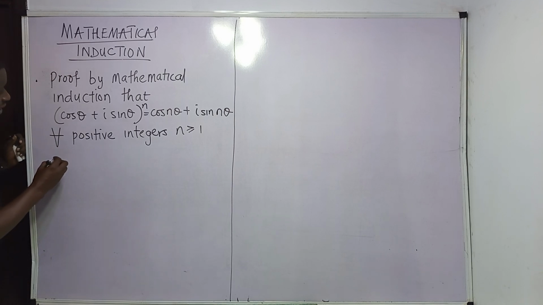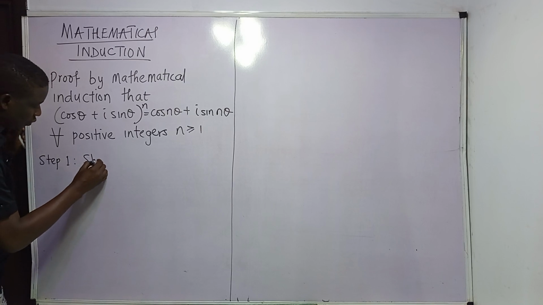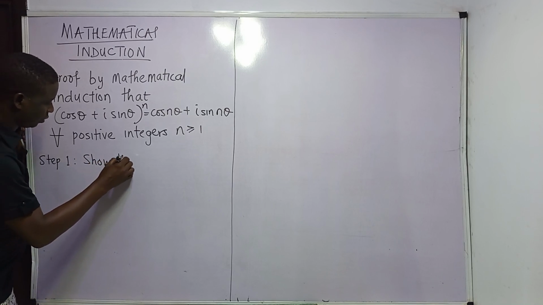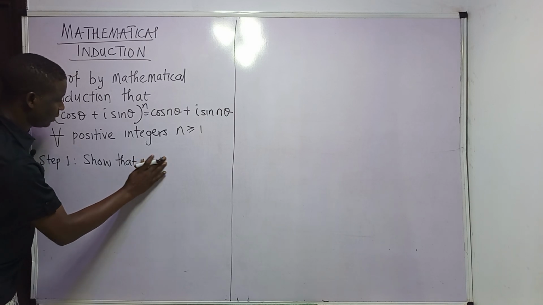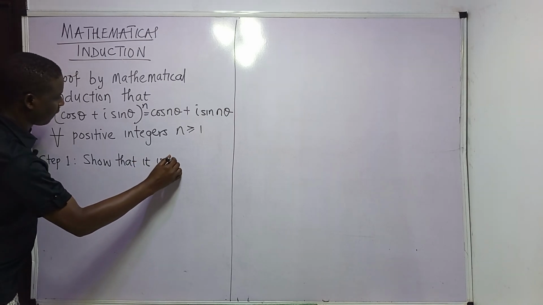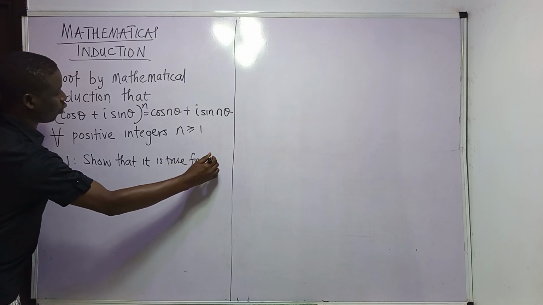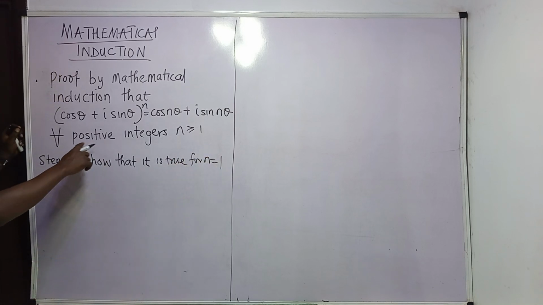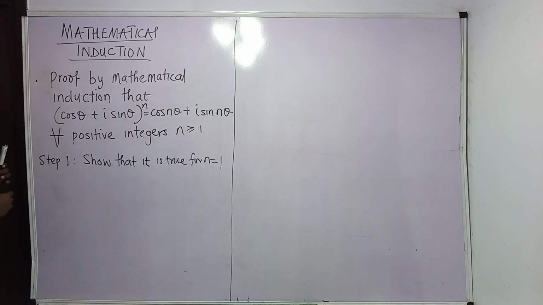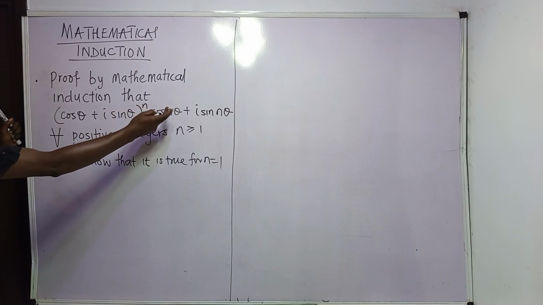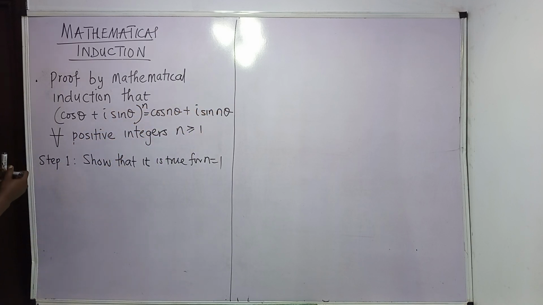Now, let's start with step one. Step one says: show that it is true for n equal to 1. And they even told us that for positive integers, n is greater than or equal to 1. So let's put 1 here, put 1 here. Let's see, is it going to give us the same thing?